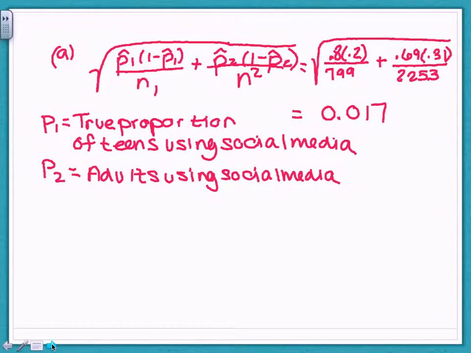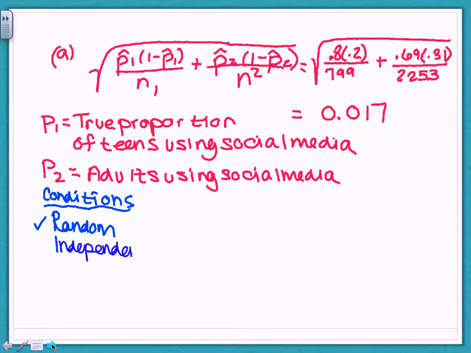Okay, so I am going to have to check my conditions here. It's definitely random. They say that it was a random sample of 799 teens, and a random sample of 2,253 adults. So your random condition is definitely met. Let's talk about independent. We'll check our 10% condition there. 799 teens is definitely less than 10% of all teens, and 2,253 adults is definitely less than 10% of all adults. So we're good with independent.